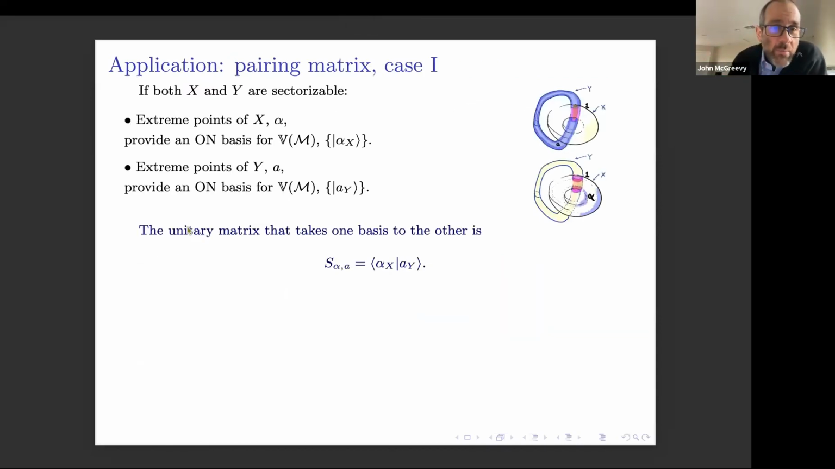Then the application I want to mention is this: suppose for the moment that X and Y are sectorizable. Then we can make a basis for the fusion space of the pairing manifold from extreme points of the information convex set of X. We can make another basis from extreme points of the information convex set of Y, and the unitary matrix that takes one of these bases to the other is the S matrix, the pairing matrix.